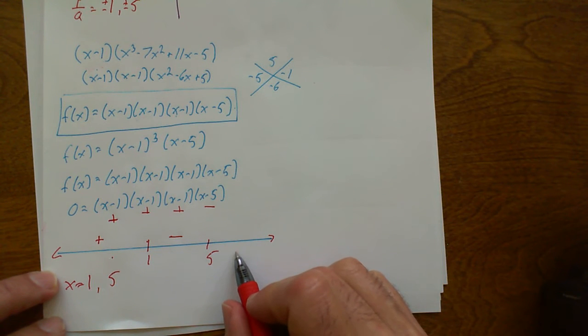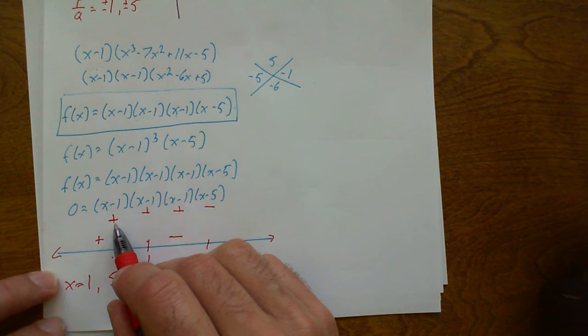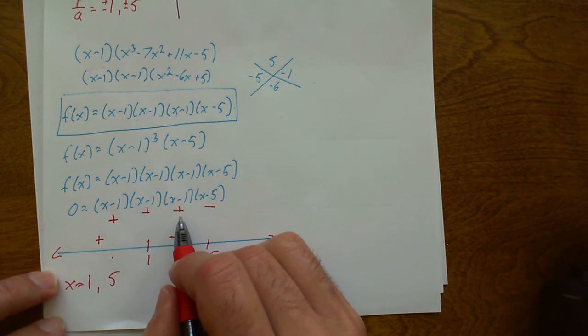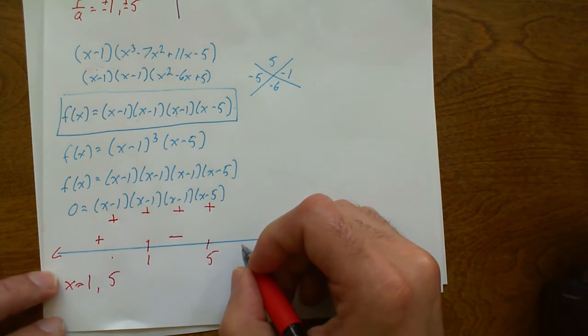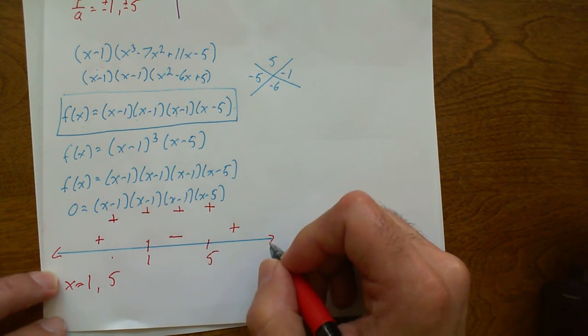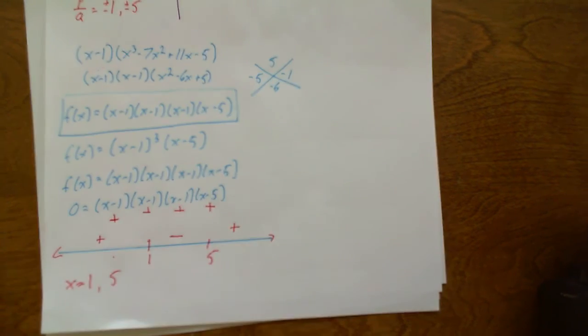Now let's plug in 6. 6 minus 1 is positive. 6 minus 1 is positive. 6 minus 1 is positive. 6 minus 5 is actually positive also. It's all positive, so it's positive. Now, let's go ahead and graph it.